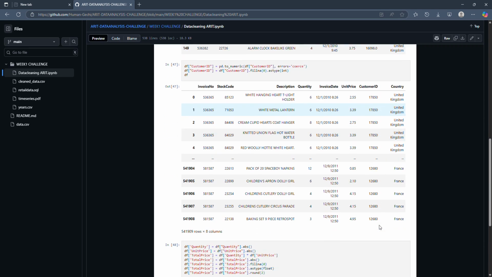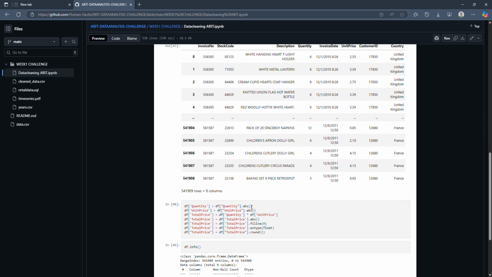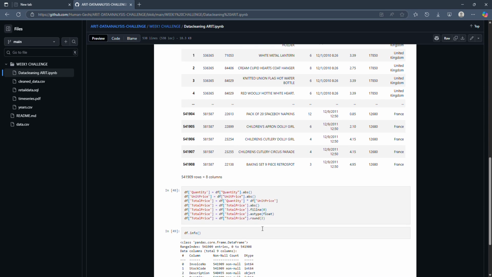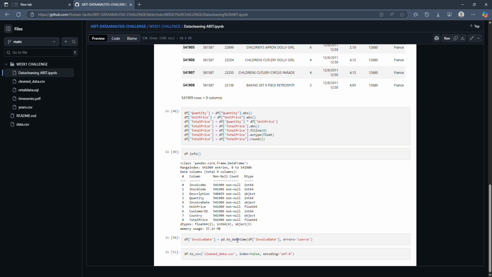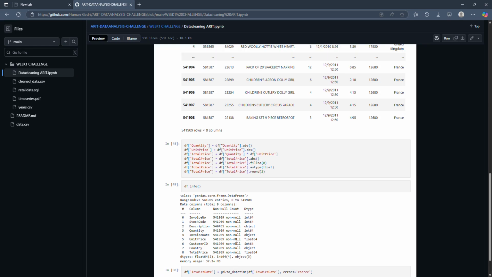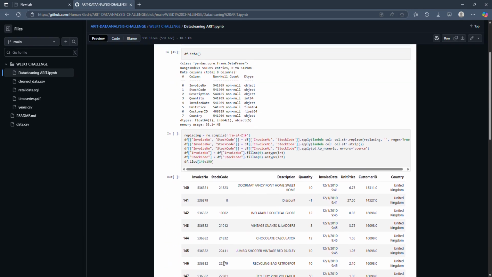Then my next line of action was making sure the values in the quantity and unit price columns are absolute numbers, so I used the pandas absolute method. I created an entirely new column called total price, which is a multiplication of quantity and unit price, and I made sure total price has an absolute value. I filled the null spaces with 0, converted it to a float data type, and rounded to 2 decimal places. Afterwards, I converted my invoice date to datetime and saved my changes to a new CSV file. So this is what I did to clean my data.